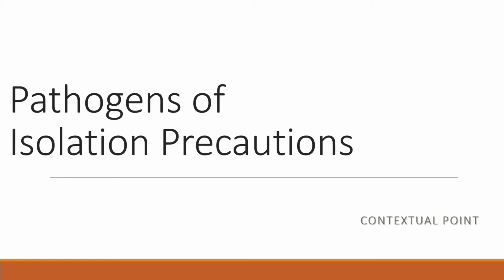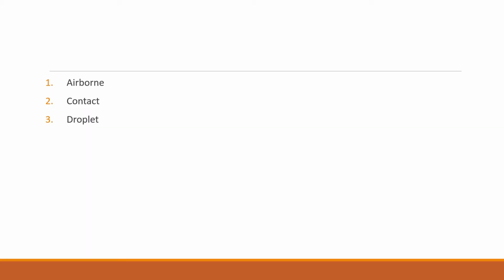Today, in Contextual Point, I'm going to talk about pathogens of isolation precautions, which is really important in the step 2 purposes and also step 1. So let's get started. There are three types of isolation precaution. One is airborne, another is contact, and another is droplet.